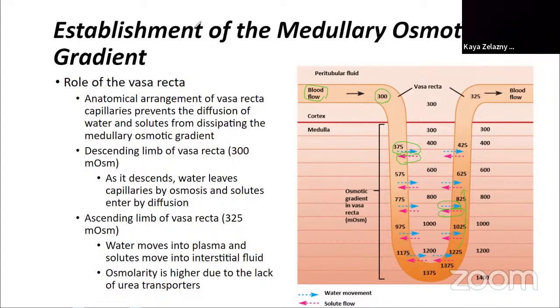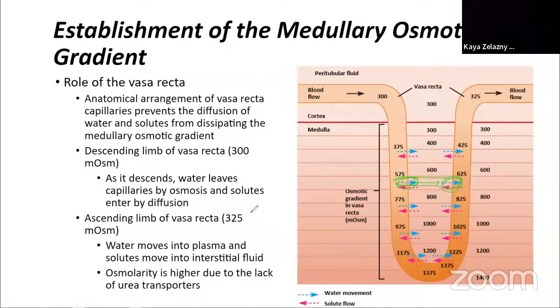Another thing to note here is that because water is moving across both these limbs, this isn't going to change the medullary osmotic gradient much, because the water that is leaving the descending limb of the vasa recta goes across and then moves back into the ascending limb of the vasa recta, so up that capillary again. So we're in balance here basically, right? We're adding water into the medulla, but we're also removing it on the other side of the vasa recta.